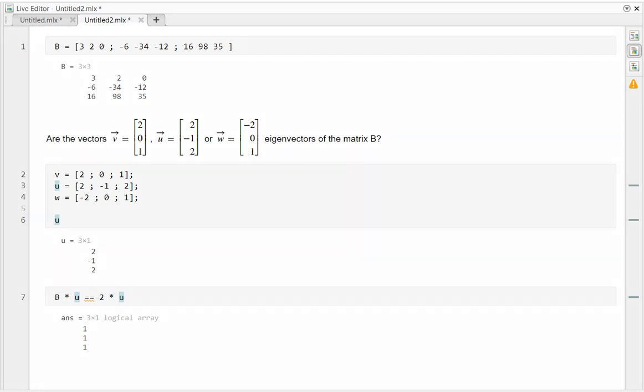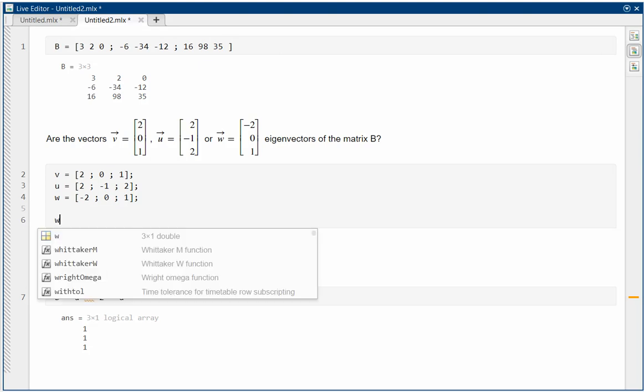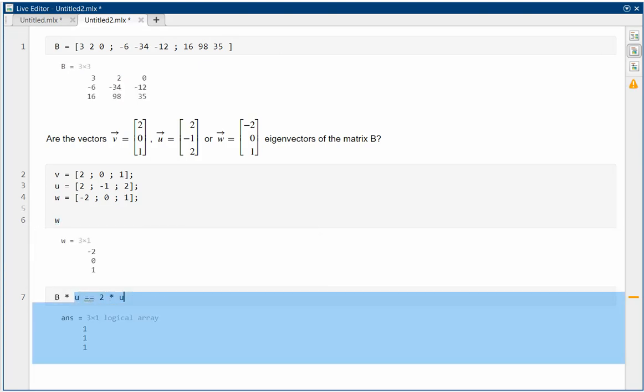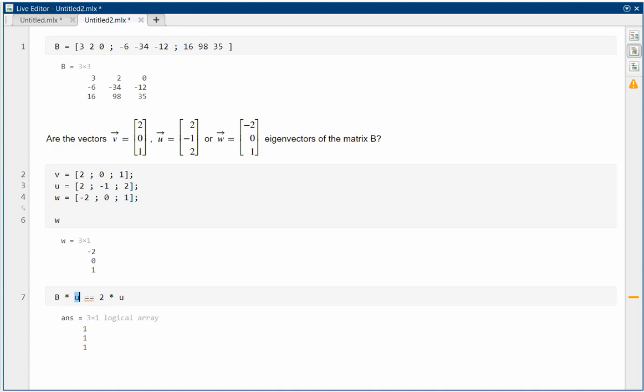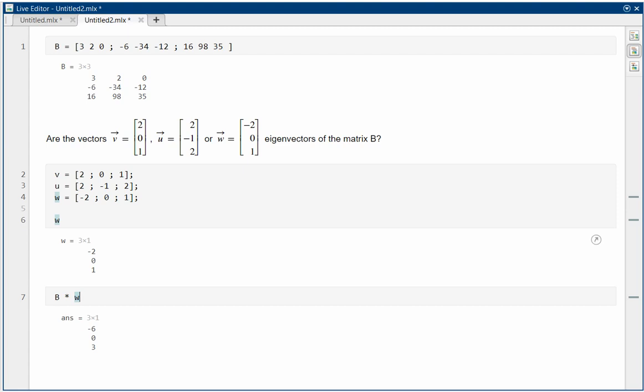The final one we wanted to check was w, so let's print out the w vector and change the multiplication here. Well, let's look. Let's just leave it with a w and a w. And yes, it is. But why don't we look at what the multiplication turns out to be? Oh wait, I'm sorry, it wasn't.